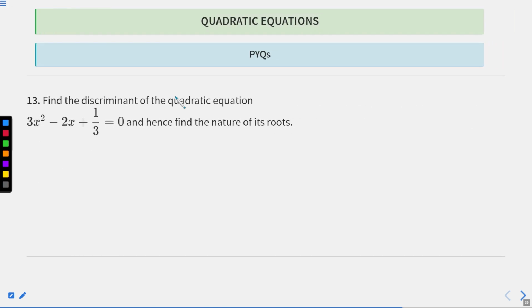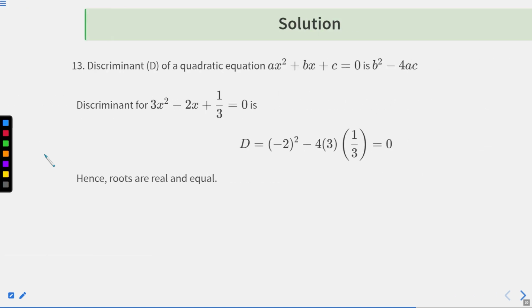Now let us solve question number 13. Here we have to find the discriminant of the quadratic equation 3x square minus 2x plus 1 by 3 is equal to 0, and hence find the nature of its roots. So here we have to first find the discriminant of this quadratic equation, and then we have to find the nature of its roots. So let us solve this problem.